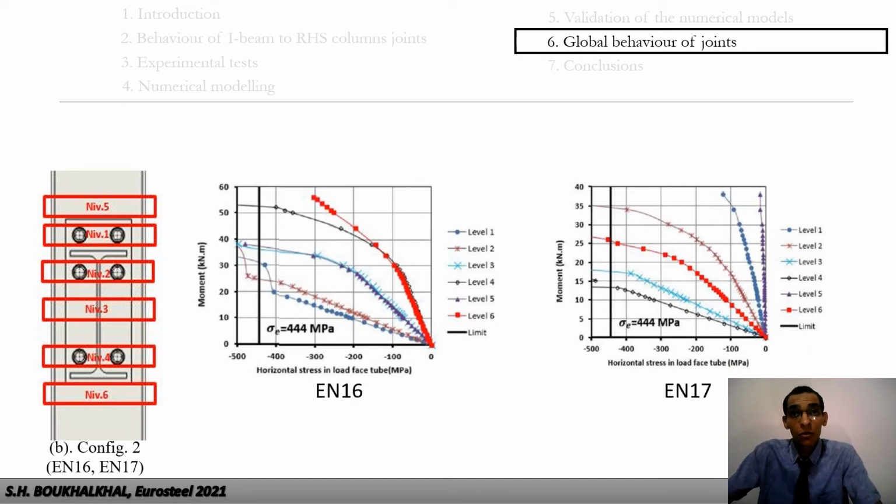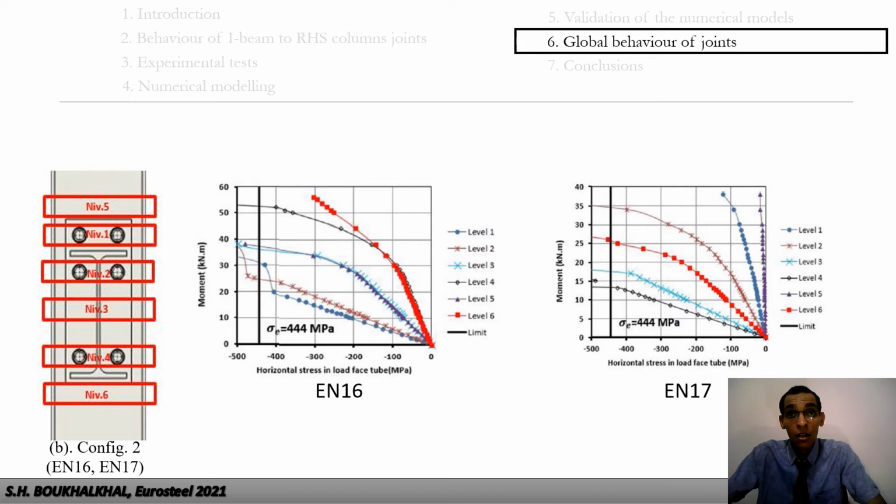This figure shows the distribution of the horizontal stresses at the column face of the EN16 and the EN17 models for each level of applied moment. The numerical model EN16 stress distribution shows that at the level of the second row of studs, the column face attained the plastic phase for a moment equal to 25 kN/meter. For the first row, this moment is 32 kN/meter.